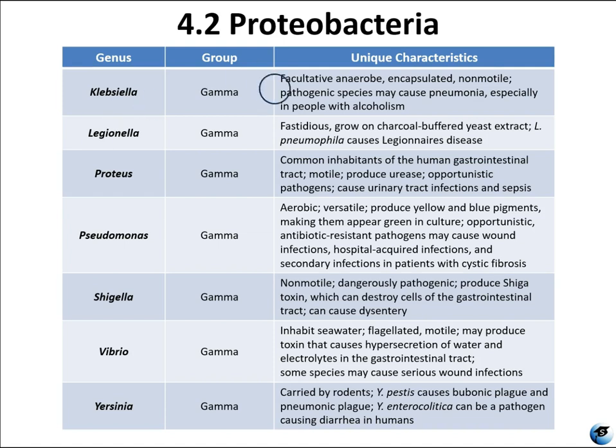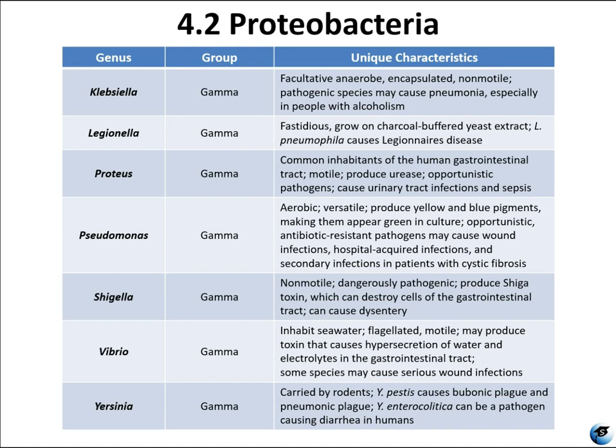Legionella is the causative agent of Legionnaire's disease. Proteus is associated with urinary tract infections and sepsis. This is especially true for hospital-acquired infections. He's also a gamma proteobacteria. Pseudomonas is a gamma proteobacteria that is antibiotic resistant and is associated with many hospital-acquired infections.